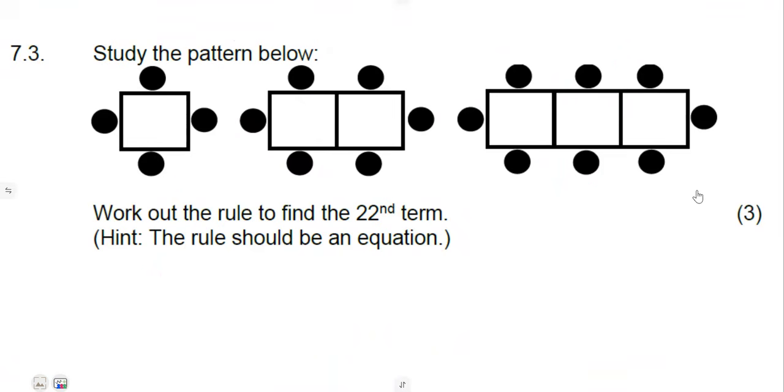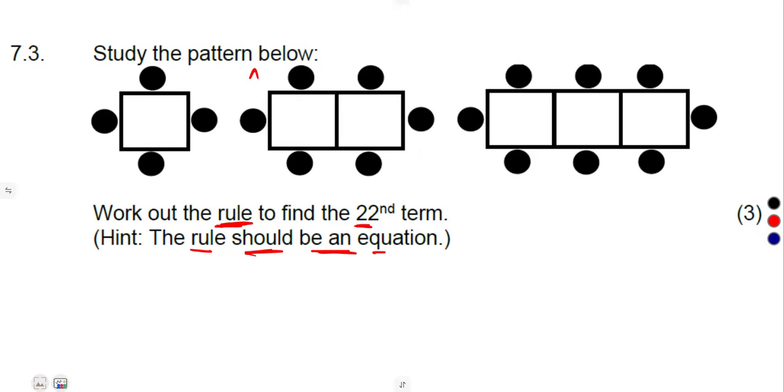Then study the number pattern that we are given below. Work out the rule to find the 22nd term. Work out the rule. Hint, the rule should be an equation. Let's say we want to find the 22nd term. They are not saying find that 22nd term. No. They are saying find the rule, work out what you are going to use to find that.